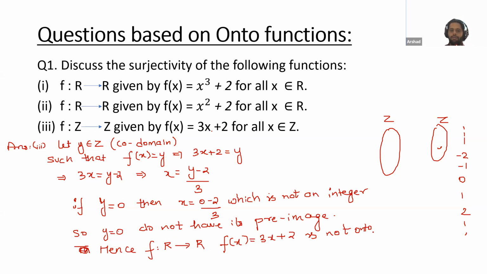If from the beginning of the question you are not able to analyze whether this is onto or not, then do it like this. You will get this expression. Now try to check if you put in place of y every integer, whether the answer you get is always an integer or not. If you are not getting an integer, then you can say that this is not onto. Please raise your hand if this is clear to you.